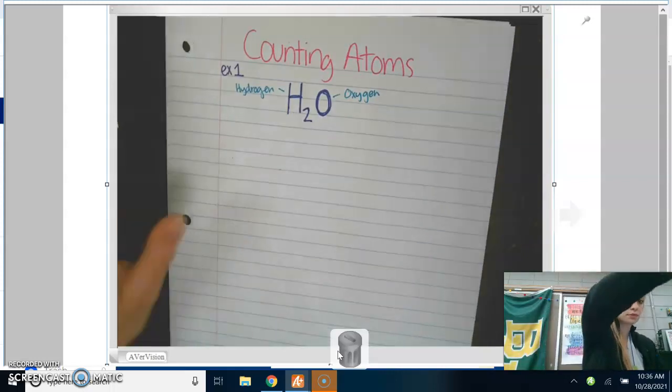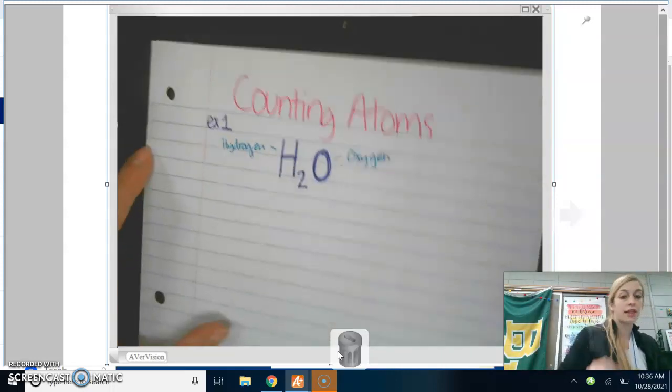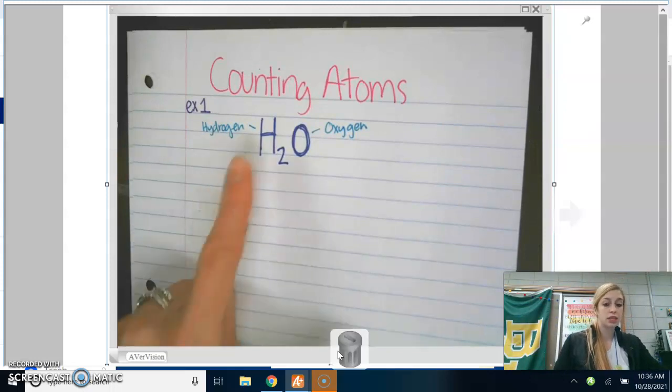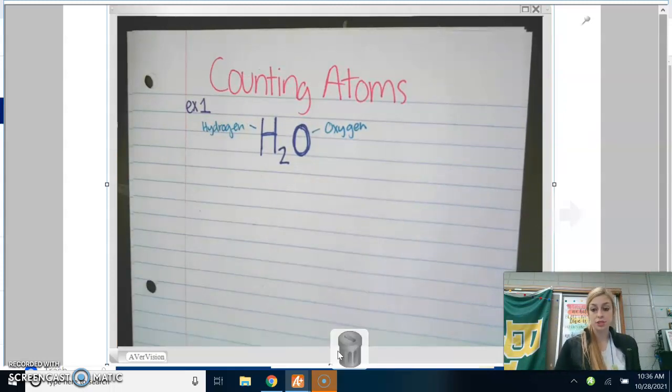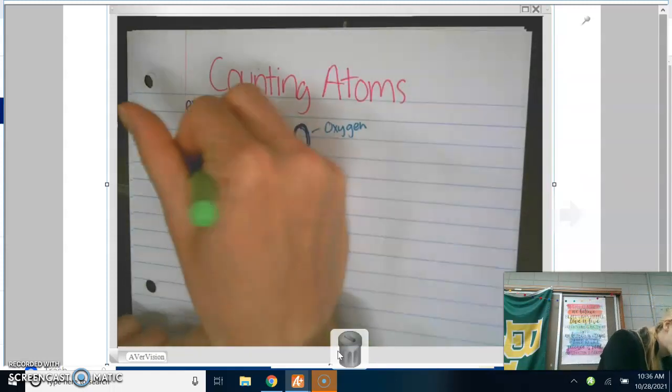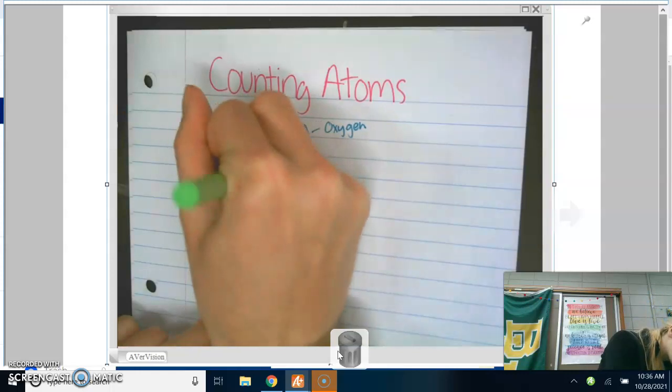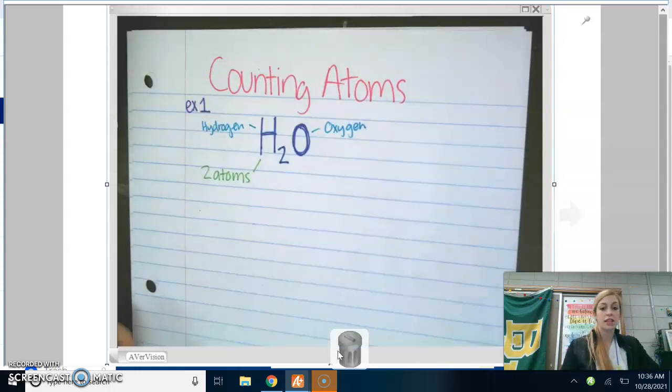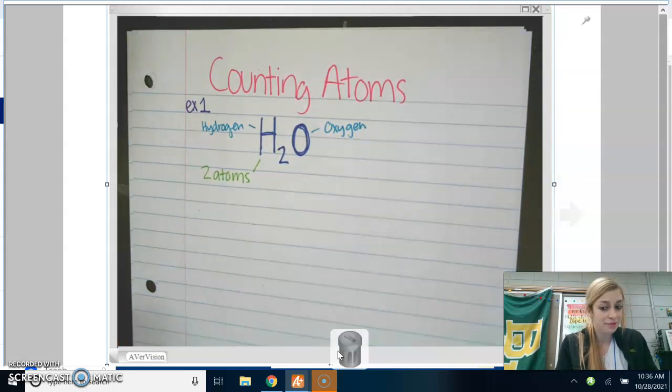So, you're looking at this. You see a 2 next to the H. So how many atoms of hydrogen do you think we have? If you thought 2 atoms, you are correct. Next to the O, you see nothing. So how many atoms of oxygen do we have? Now, maybe that's a little trickier.